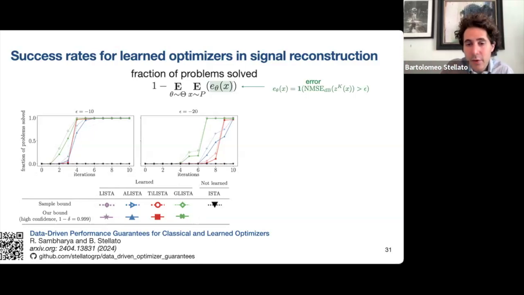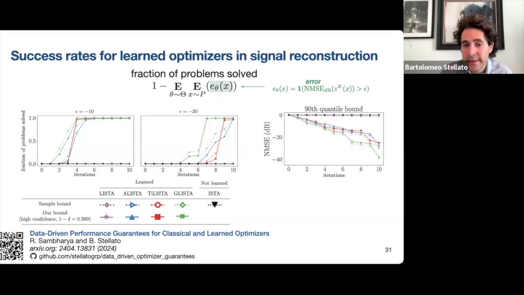You can also build interesting plots like the 90th quantile plots, where the y-axis is the performance that I'm interested in, which is the normalized mean squared error, and here I have the number of iterations. So for example, here I can tell you that in 7 iterations, I can exactly bound that G-LISTA will solve 90% of the problems within just 7 iterations.